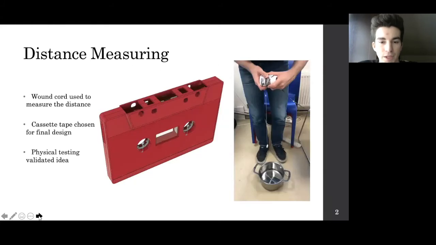After consideration and physical testing to check the validity of the idea, we chose to use a cassette tape rather than build our own reels, as a cassette fulfilled all of our requirements, including strength.